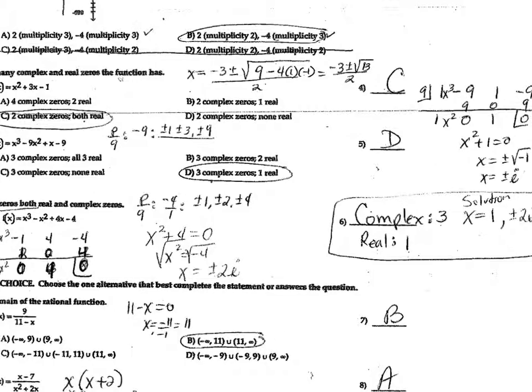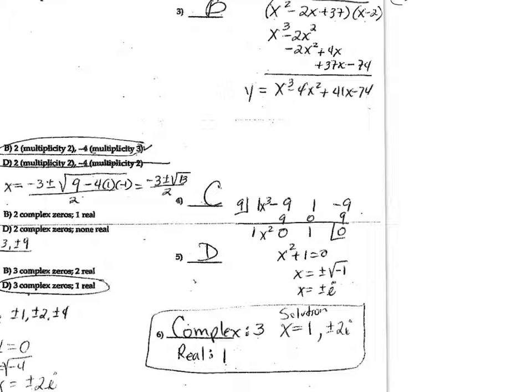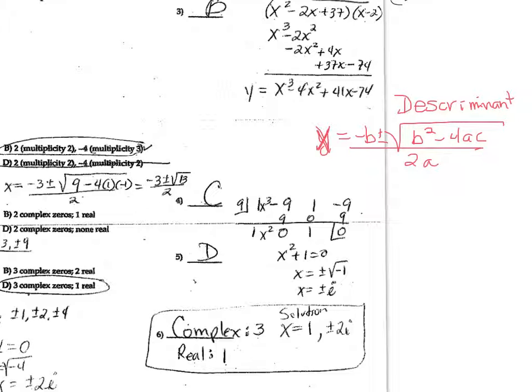What you need to be aware of, and if you want to take notes of this, is the discriminant. The discriminant is the inside of the square root. When you have x equals negative b plus or minus the square root of b squared minus 4ac, over 2a, on the quadratic formula, the discriminant is this part right here.